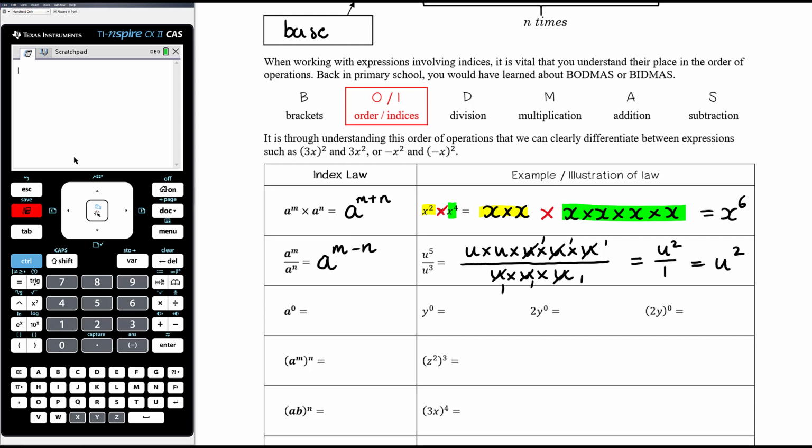Importantly, they have to have the same base. If that was u to the power of 5 over x cubed, there's nothing common in the numerator and denominator, and nothing is going to cancel down. So these index laws are all dealing with the same base.